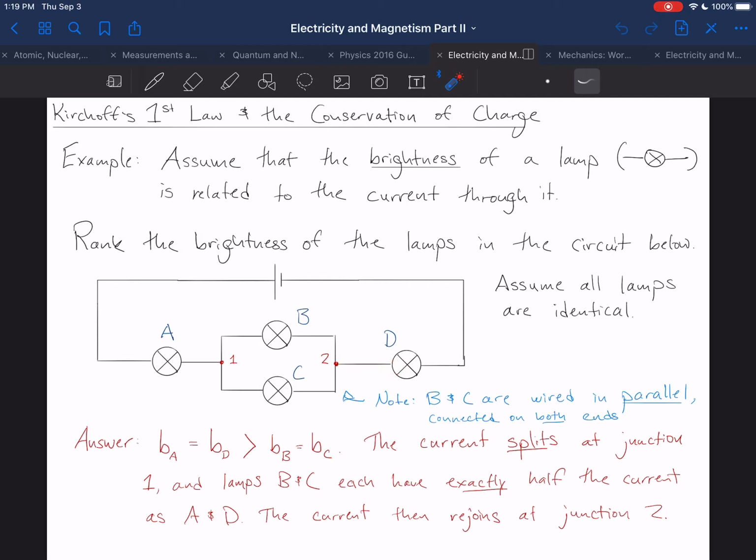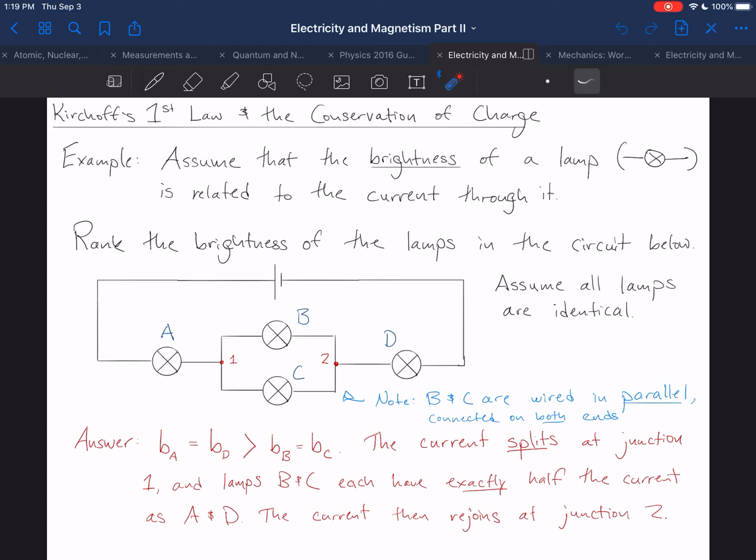And so, long story short, the brightness of A is going to be exactly equal to the brightness of D, and the brightness of B and C will be less than that. Notice that the current will be exactly half, although we haven't proven that yet. But if the current is exactly half, it's not obvious that the brightness will be exactly half. There's an extra step there.